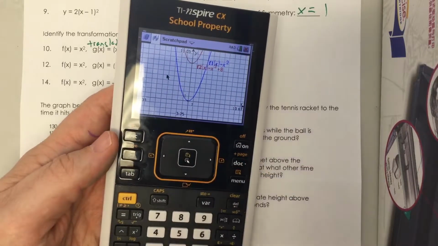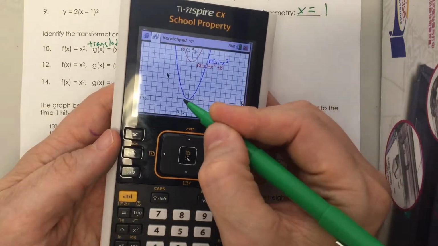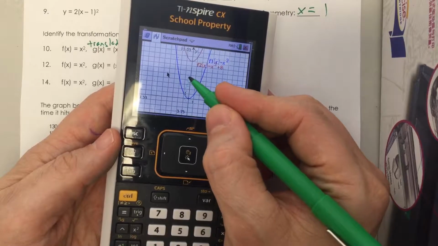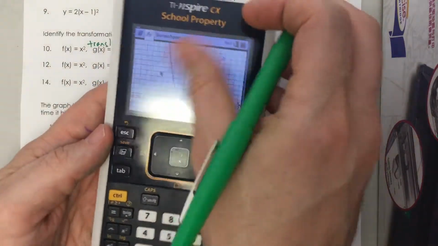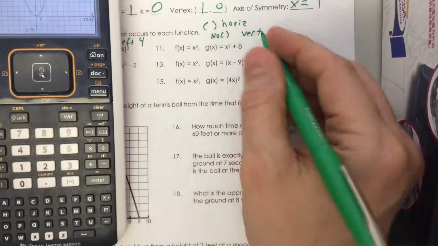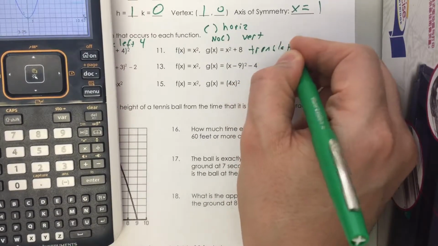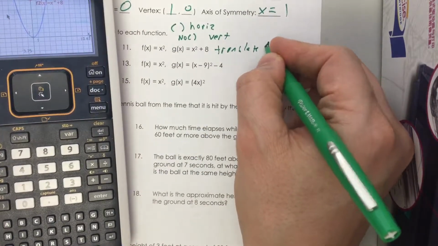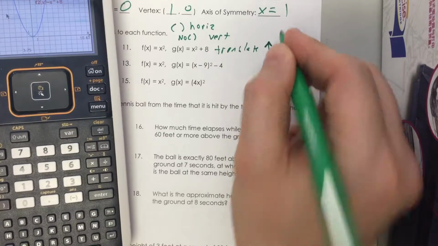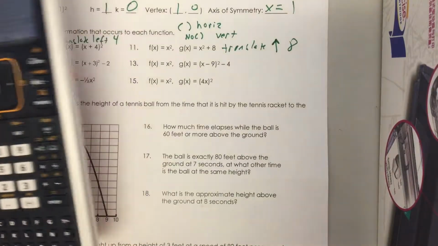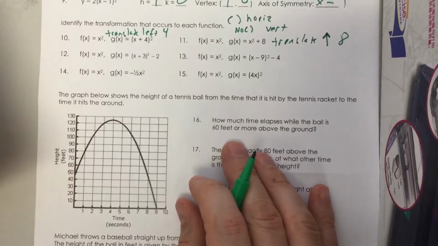And my grid lines are still on. I can count 1, 2, 3, 4, 5, 6, 7, 8. It definitely moved up 8. So translate up 8. Just going to put an arrow, and you can too if you want. Translate up 8. Number 12.